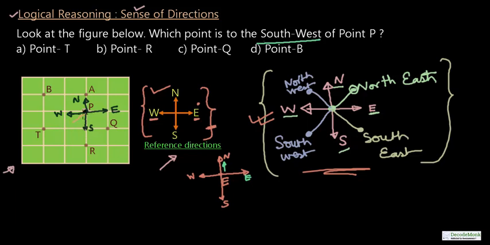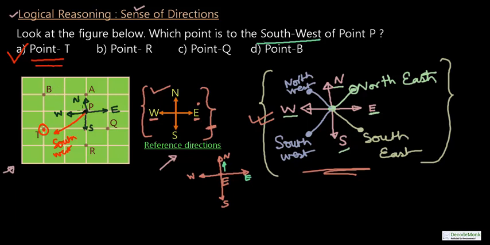So now if you draw a line in between west and south, this direction is your southwest direction, and towards the southwest direction, which point exists? This T point exists. So you can clearly say that point T is to the southwest of point P. So the answer is option A, point T.